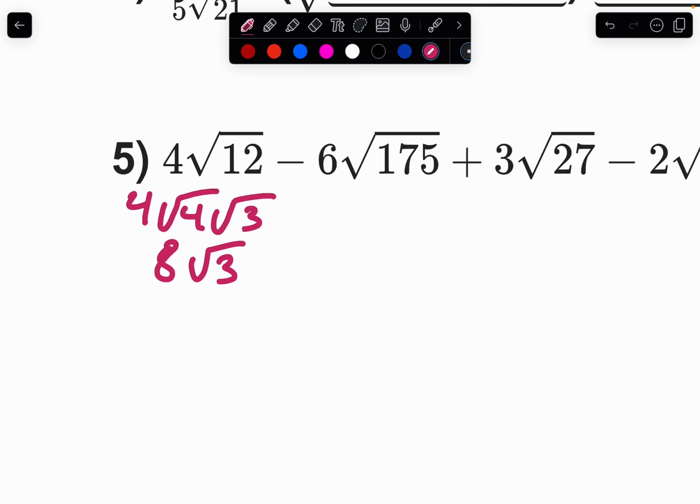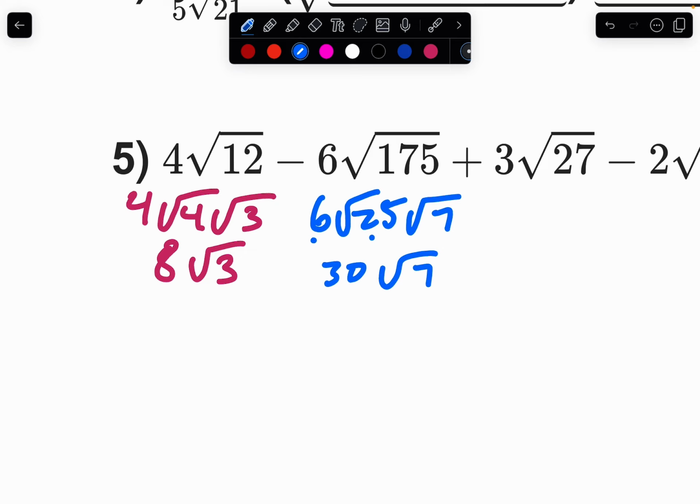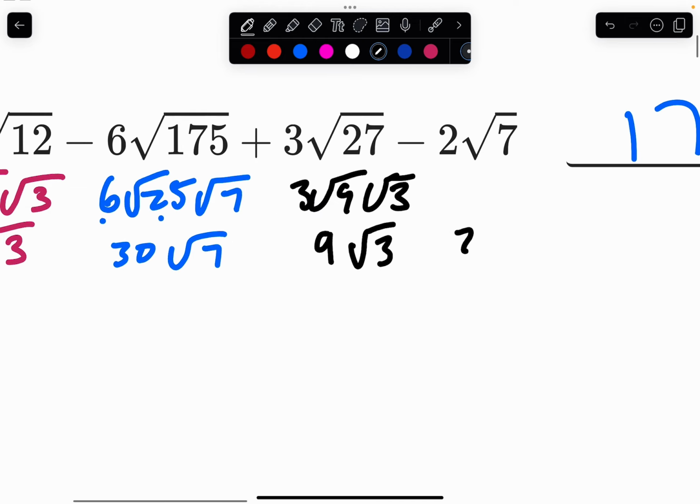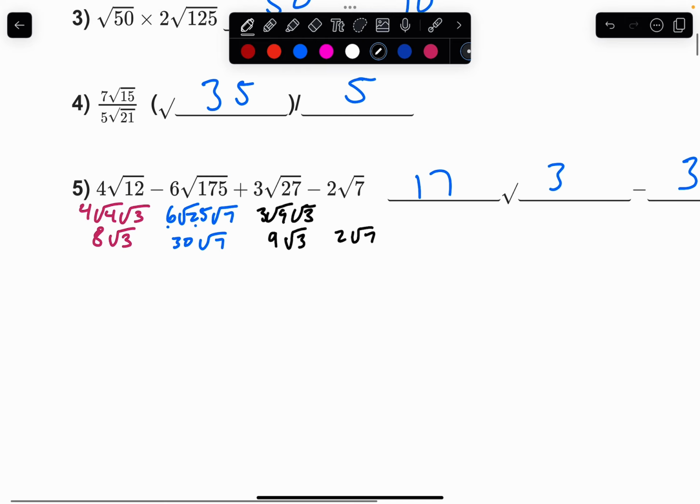The second one, I'm going to pull out a perfect square, 25. 25 times 7. 6 times 5 would be 30 root 7. For the third one, I'm going to pull out a perfect square, root 9. 9 times 3 is 27, but root 9 is 3, so this is like 3 times 3. So 3 times 3 would be 9, and we have a root 3. And then 2 root 7 cannot be broken down.